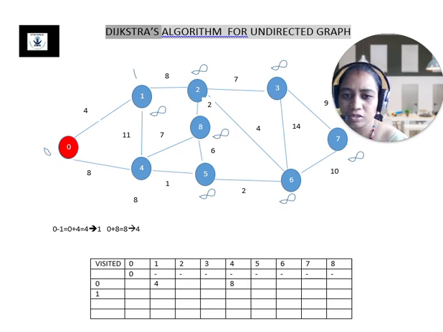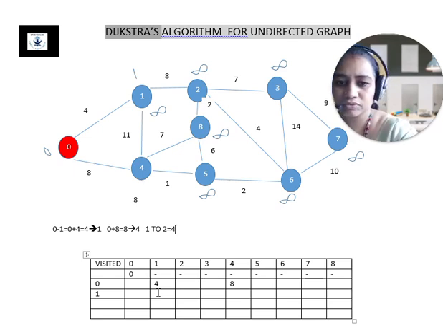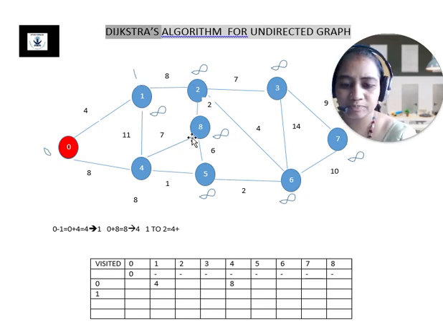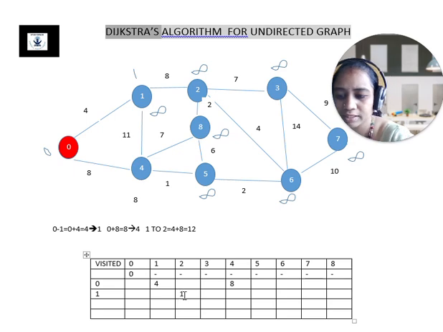Now what is the cost of reaching from 1 to 2? What is the value of 1? From 1 to 2, I have to calculate the cost of 1. The cost of 1 is 4, plus the cost of reaching from 1 to 2, which is 8. So 4 plus 8 becomes 12. So the cost of 2 is 12. Go here to 2 and write 12.